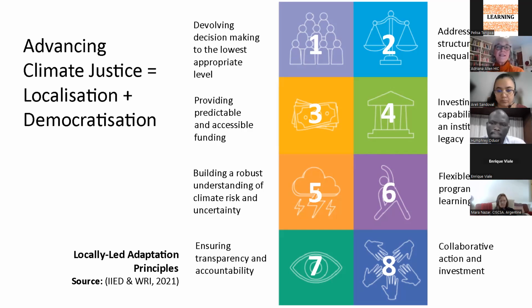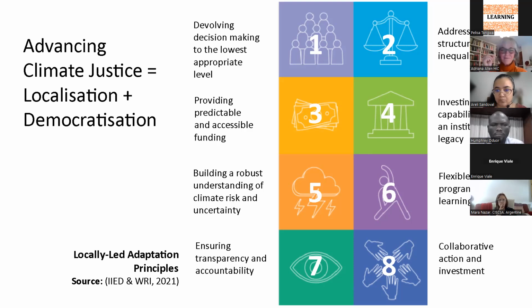So you can see them there, in no particular order. Of course, the question of devolving decision-making to the lowest appropriate level, addressing all structural inequalities, again, remembering what we learned about misrecognition. The fact that certain social groups are at the receiving end of disproportionate impacts has to do with conditions of structural inequalities that need to be tackled. Providing predictable and accessible funding, this is critical.